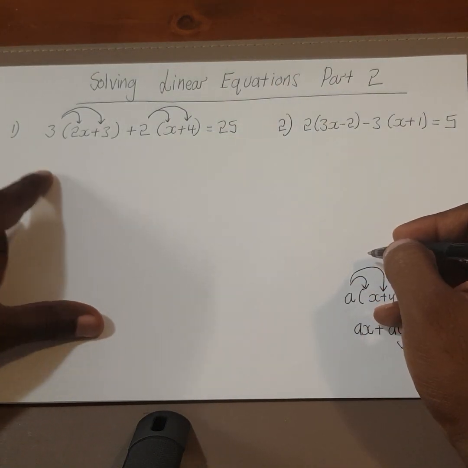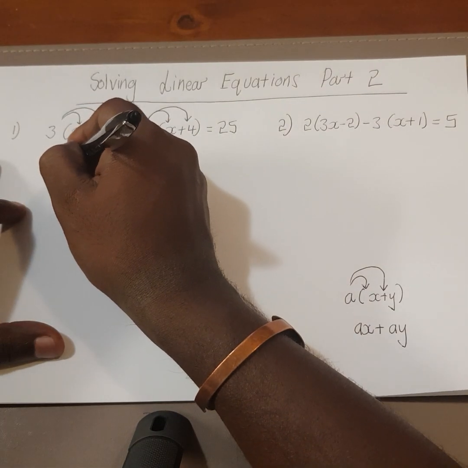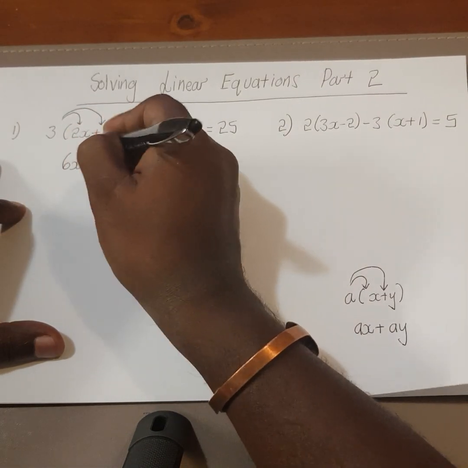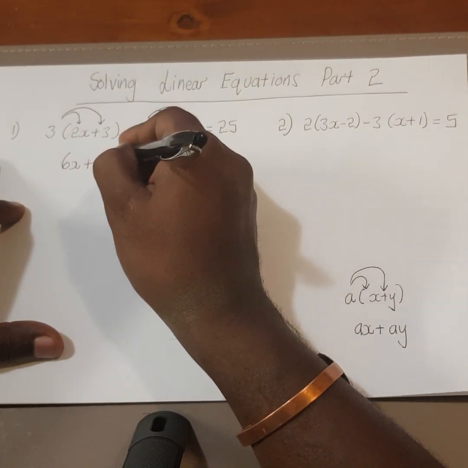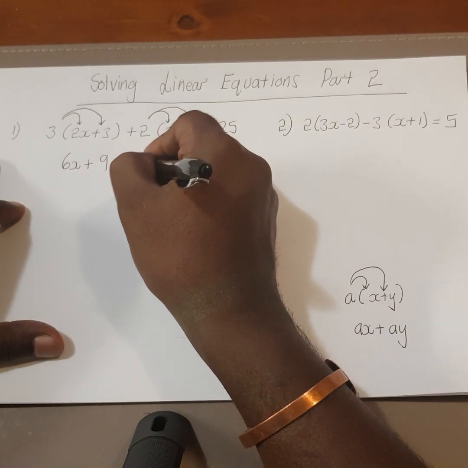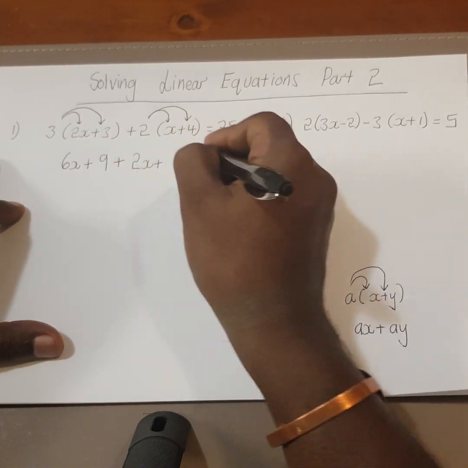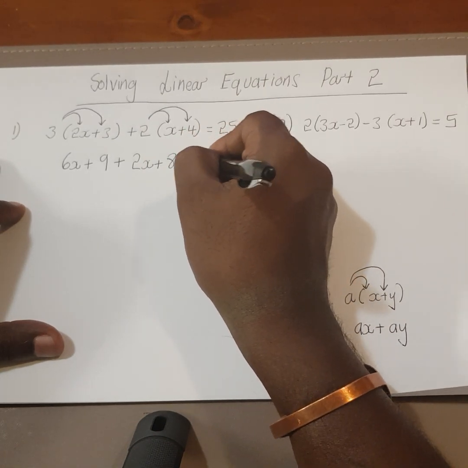So 3 times 2x, by now you guys know that, you're very familiar with that. 3 times 2x becomes 6x. There's a plus, and 3 times 3 becomes 9. You put a plus there. 2 times x becomes 2x. And then there's a plus. 2 times 4 becomes 8, and that is equal to 25.